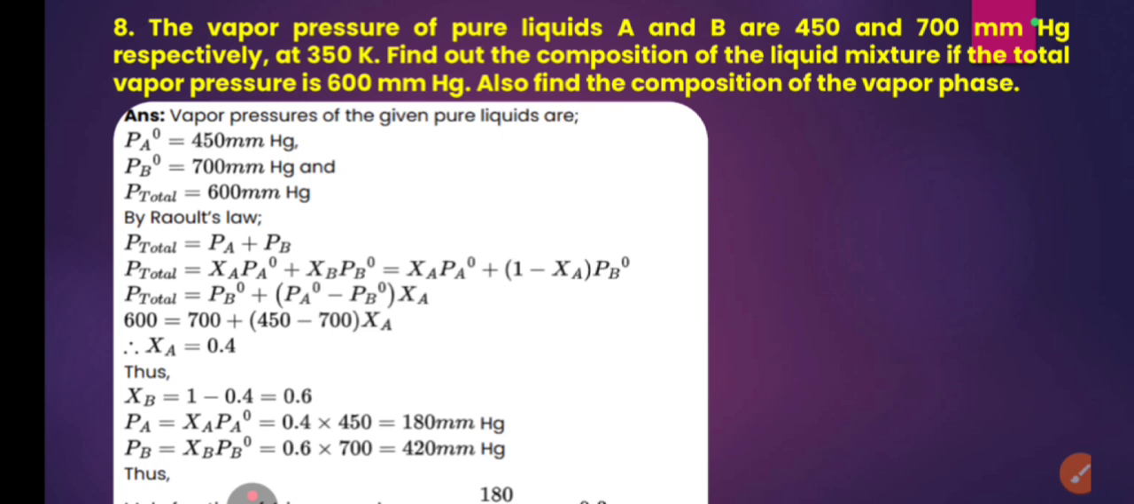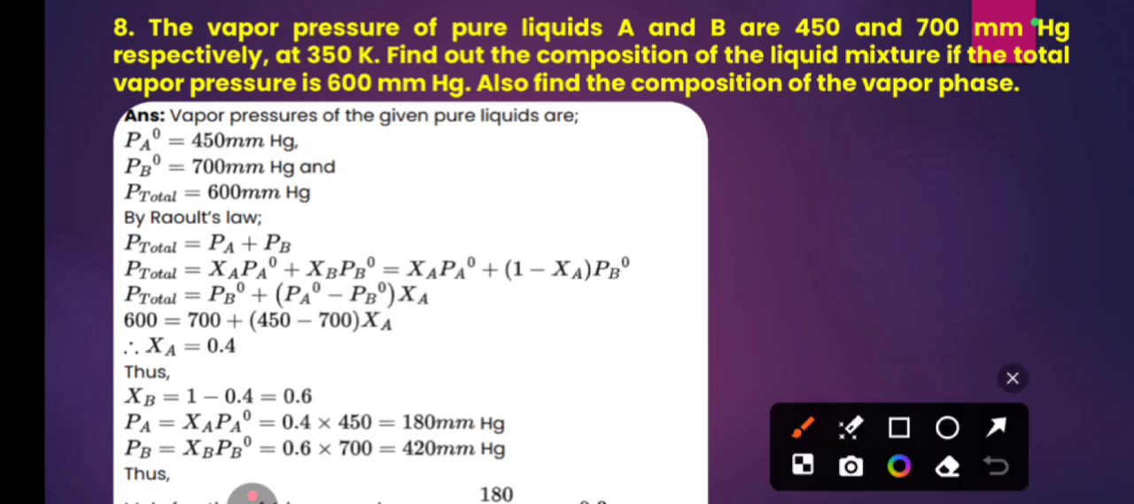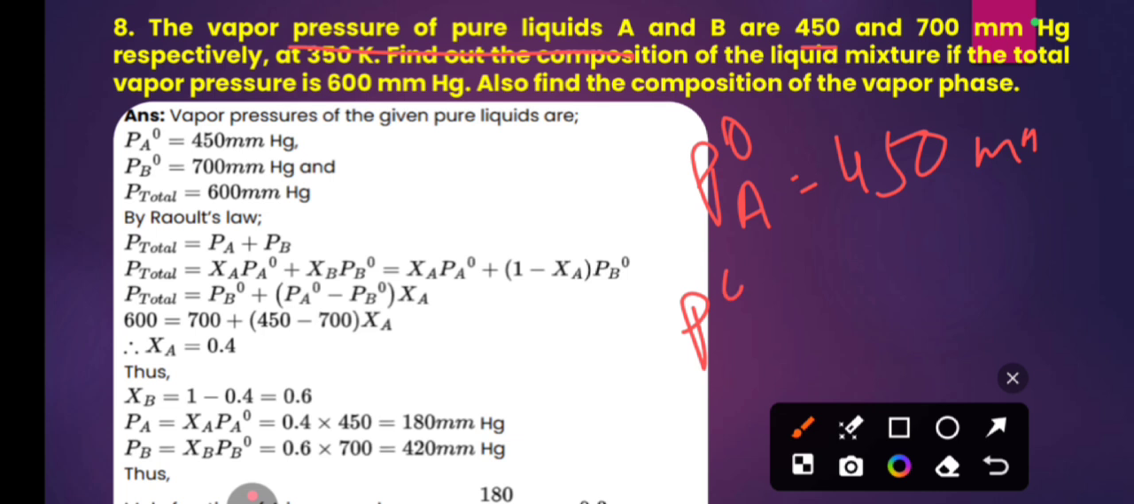Okay, chapter 1. Chapter name is solution. So here the first numerical is vapor pressure of pure liquids A and B, which are 450 and 700 mmHg. It means you have taken two liquids A and B, and both will exert vapor pressure in the pure state, which is represented by P naught A equal to 450 mm, and P naught B, it is given 700 mm. This is the vapor pressure that they will exert in their pure state.